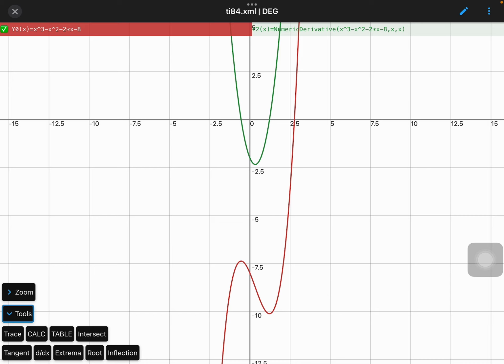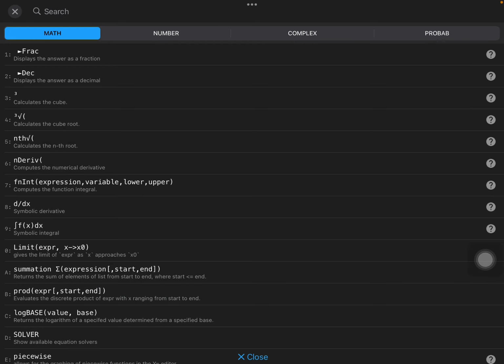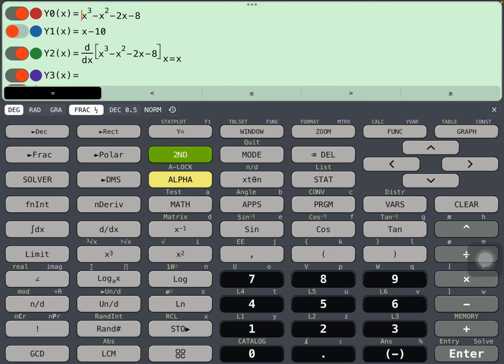Now if I highlighted this one on my application here and said d dx, it is going to give me the second derivative. The app here is a little bit more user-friendly and has more options, but we can find those first and second derivatives graphically fairly easily.